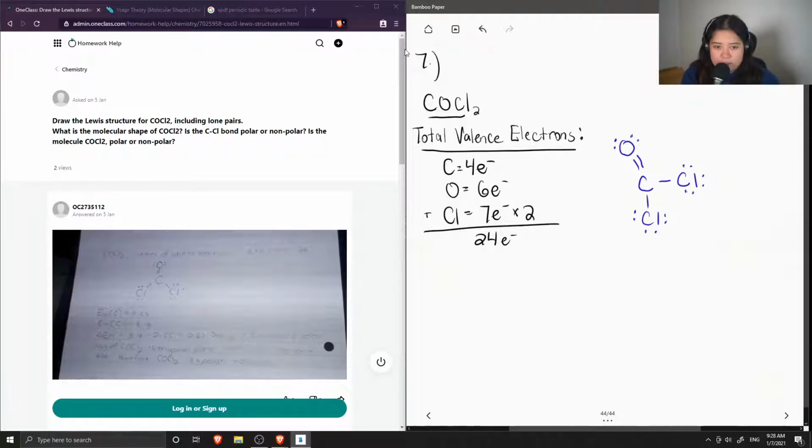So first, let's recall that each bond contains 2 bonding electrons, and there are 4 bonds, so we have 8, plus 4 is 12, 18, 24. So we have a total of 24 valence electrons, so we know that we drew the Lewis structure correctly.